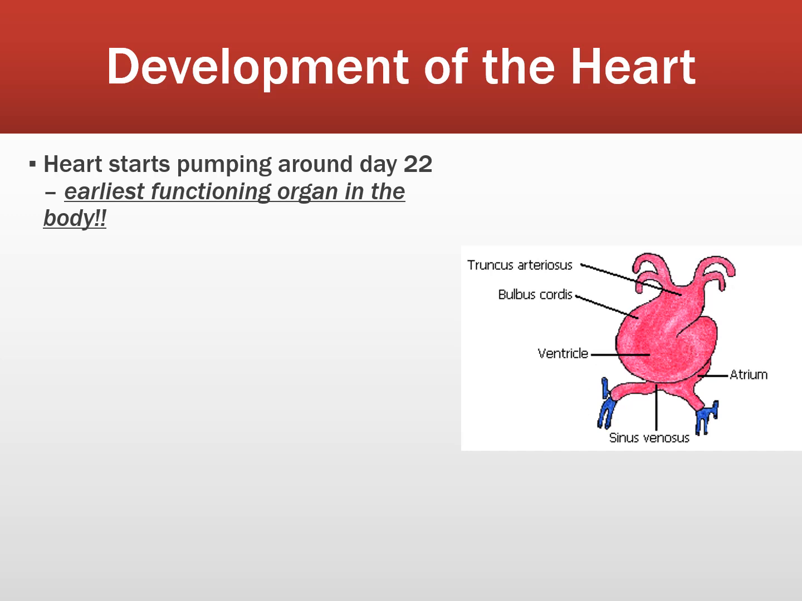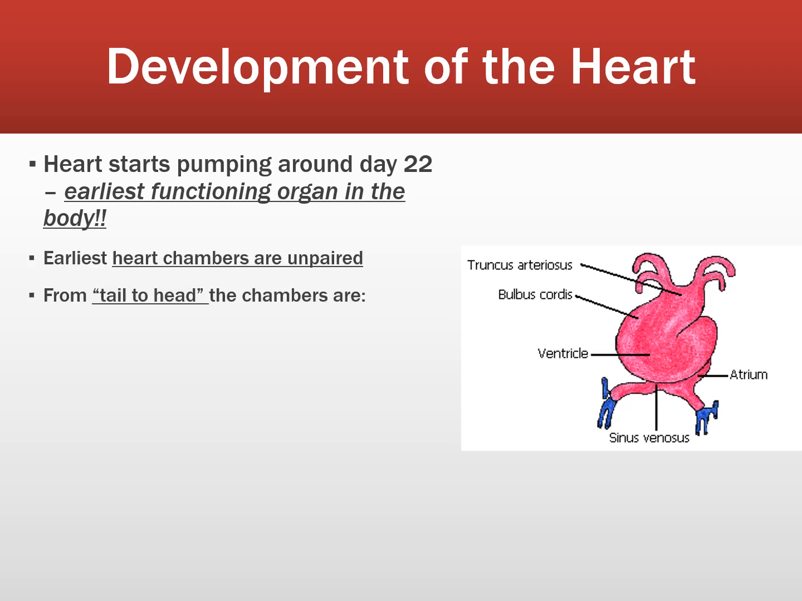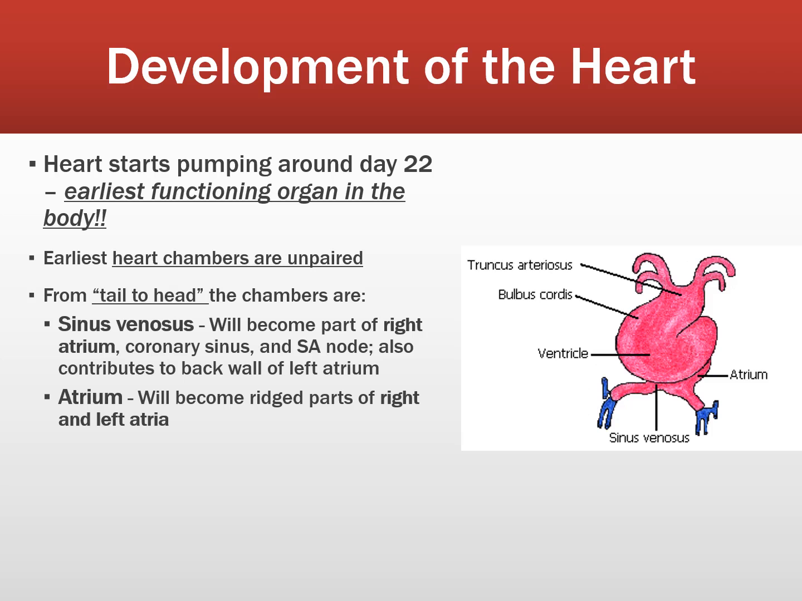But it makes sense, right? You have to start delivering the oxygen to the body and to the tissues that are developing. So the earliest heart chambers are unpaired. Essentially, it's just a tube of chambers from tail to head or head to tail, however you want to talk about it. But this list is from tail to head, so bottom to top. So first you have the sinus venosus. So these are the fetal chambers of the heart.